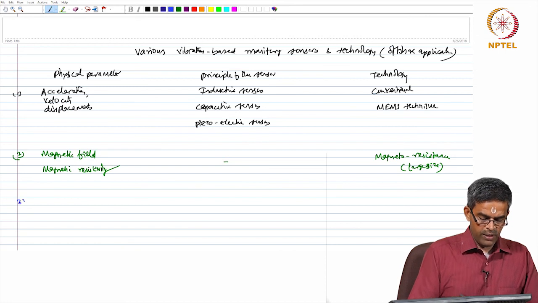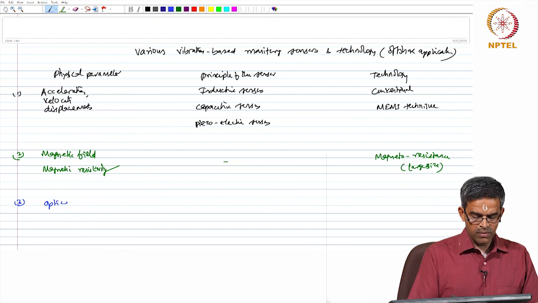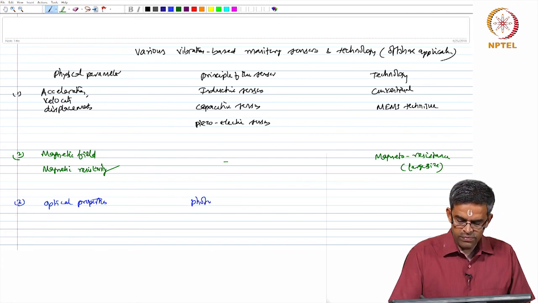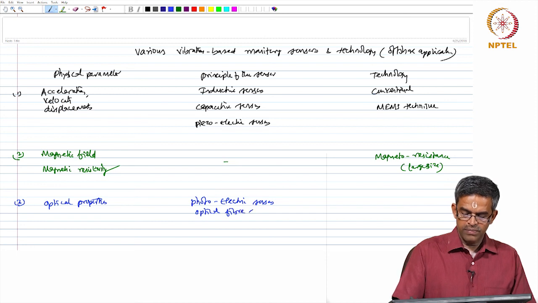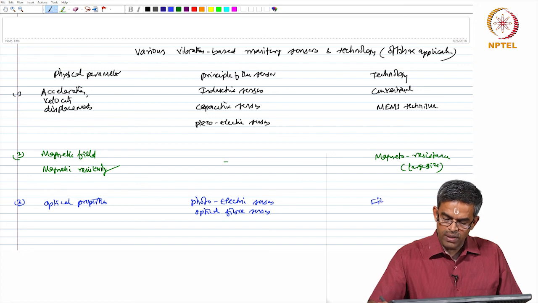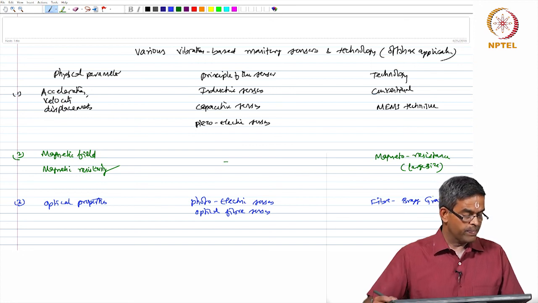The third one could be optical properties, one can use photoelectric sensors, optical fiber sensors, etc. The principle behind them could be fiber Bragg grating, which we saw in the last lecture more in detail.